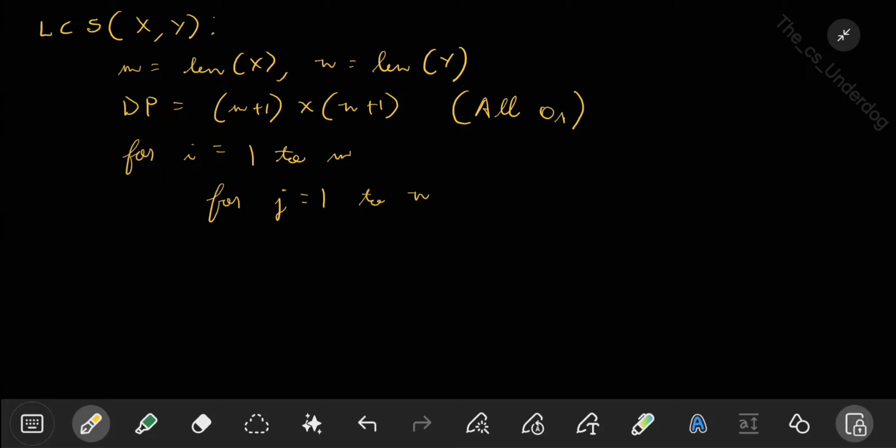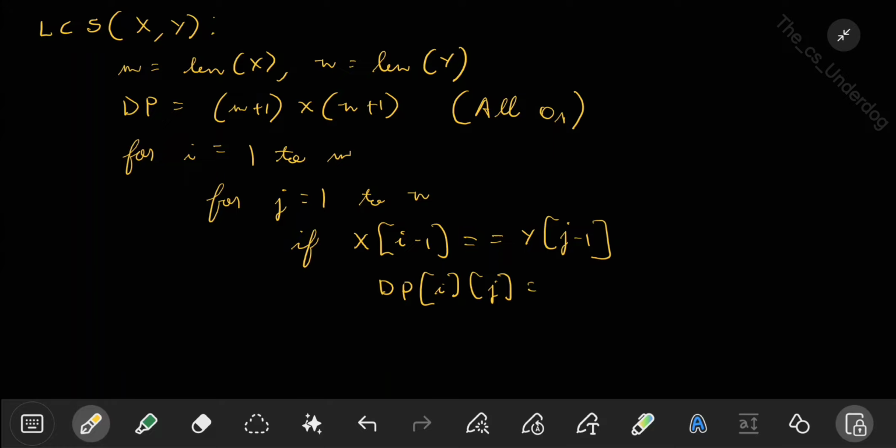So what should the first one be? In case x of i minus 1 is equal to y of j minus 1, if the last letters match, then what should you do? Your dp of i j, how do you identify this? This should be 1 plus dp of i minus 1, that is one letter less in x, and one letter less in y, so j minus 1. This is in case the last letter matched.